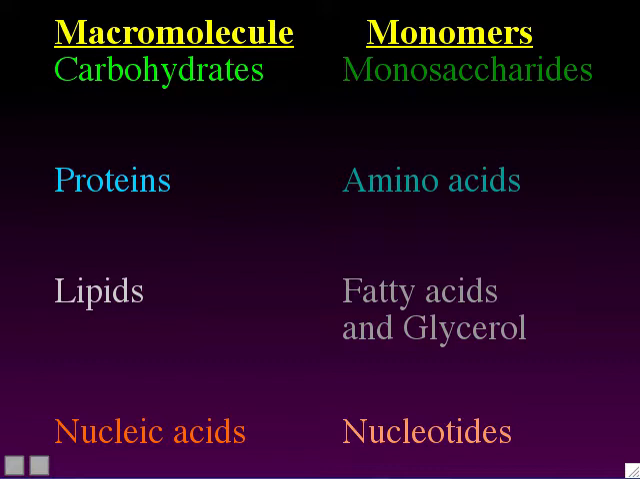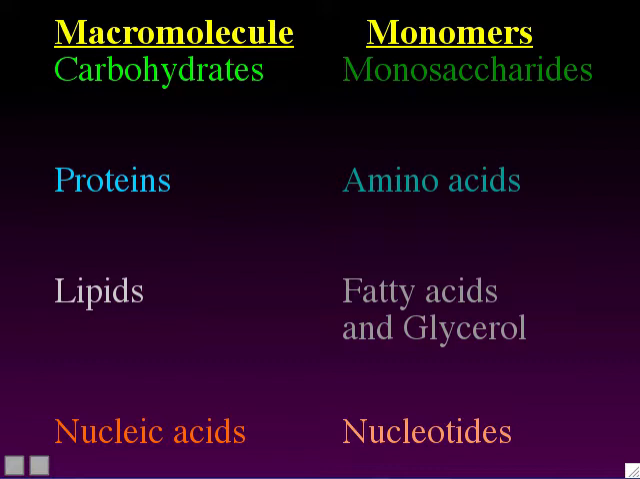Okay, so what we're going to do now is go through the 4 macromolecules one at a time, starting with the carbohydrates. And for each one, we're going to talk a little bit about the structure of its monomer, and a little bit about what the functions of the monomers and each of the macromolecules are in the human body. As I said, we will begin with the carbohydrate macromolecules and their monomers.